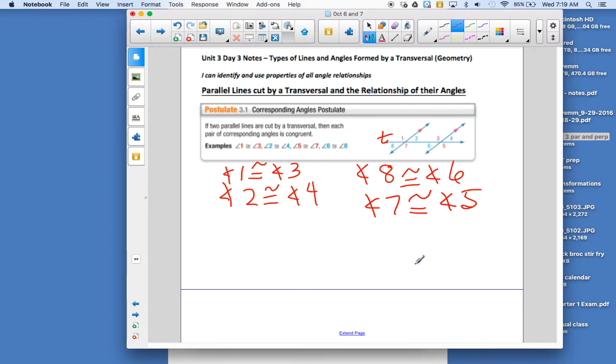Again, those are relationships we learned about yesterday, corresponding angles. And when a transversal cuts between 2 parallel lines, the corresponding angles will be congruent. And that's what this postulate says, the corresponding angle postulate. It does require the transversal to cut between parallel lines.